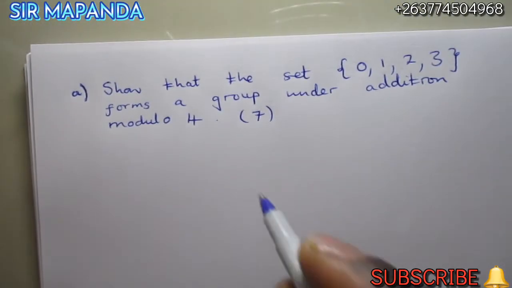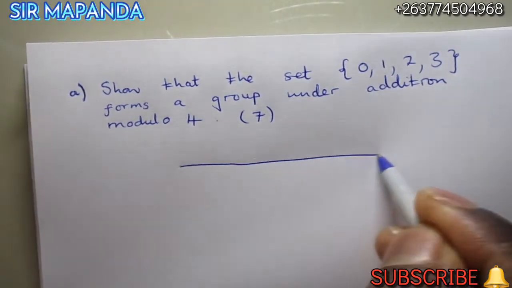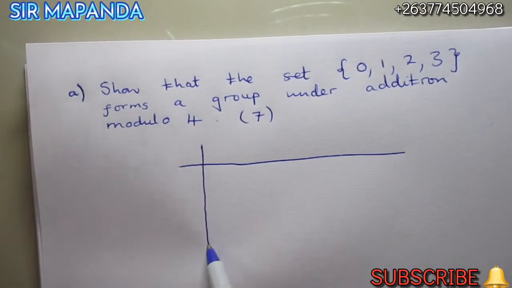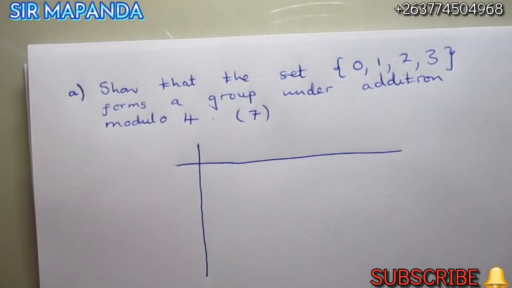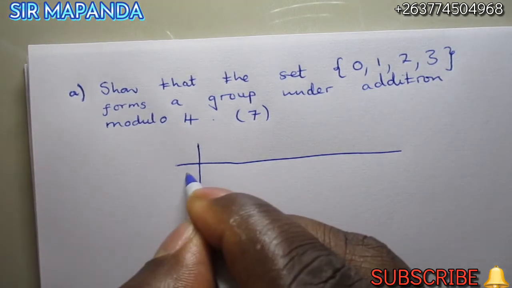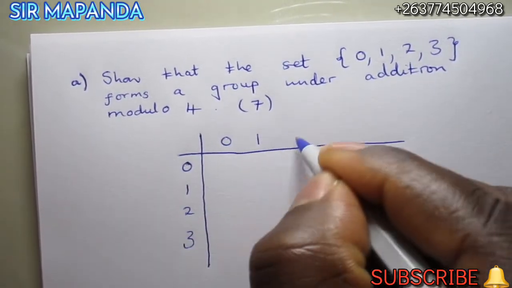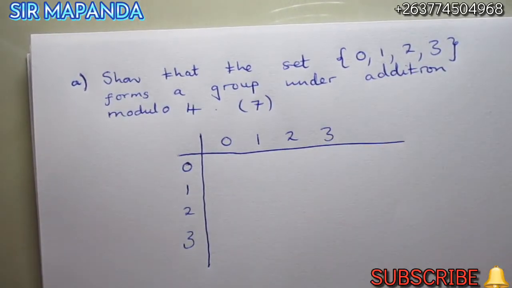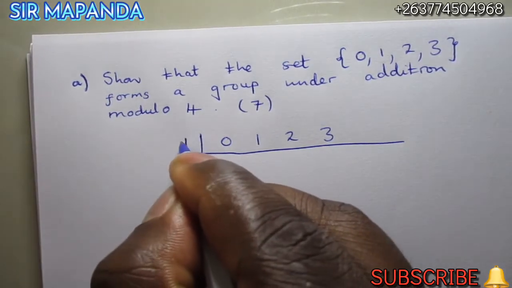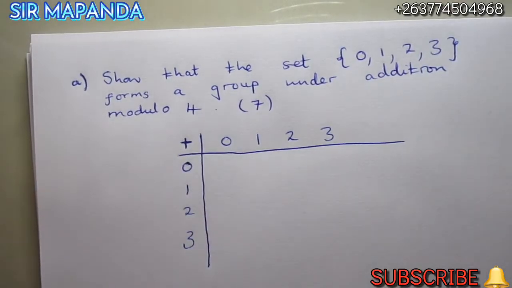So how do you prepare the Cayley table? When preparing the Cayley table, it's like you are preparing the outcome table of probability. So I'm going to put 0, 1, 2, and 3 here. Then I put 0, 1, 2, and 3 there. I hope you are following. Right. Under addition modulo 4. So I'm going to combine here using the binary operator addition. I hope you are following.